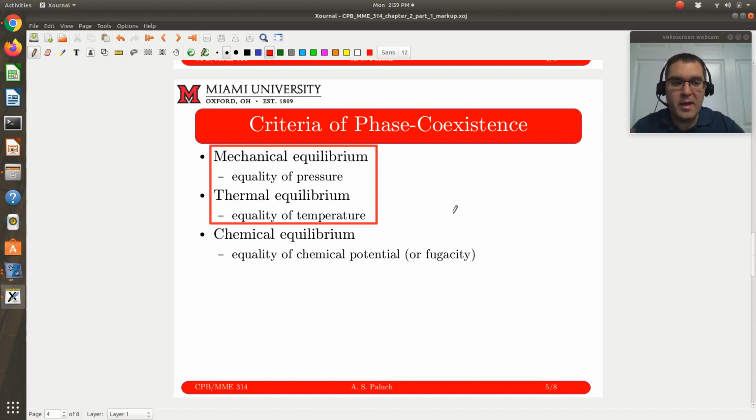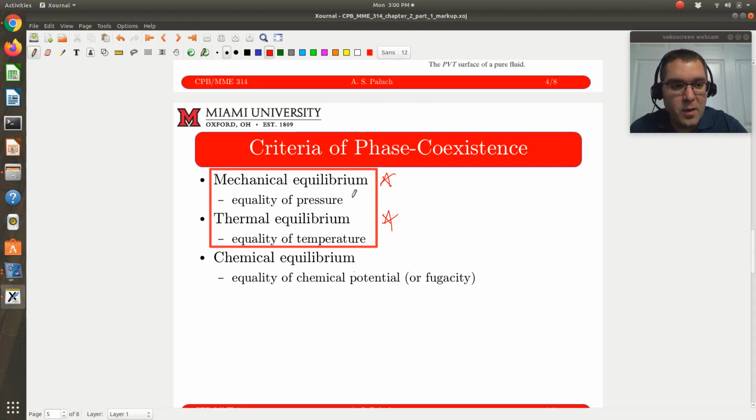Chemical equilibrium would be that the chemical potential, or for a pure component system, the molar Gibbs free energy, of those 2 phases are the same. The main ones that we want to think about, since we're looking at PVT phase diagrams, or phase diagrams on a PVT surface, are mechanical and thermal equilibrium. If I have 2 phases at coexistence, they're going to be at the same temperature and the same pressure.